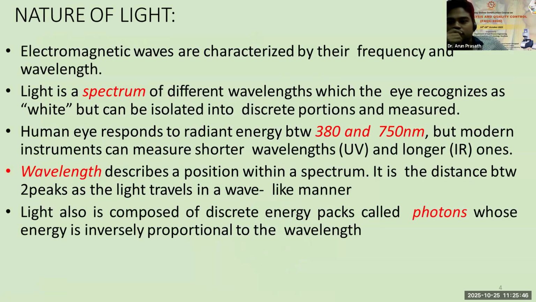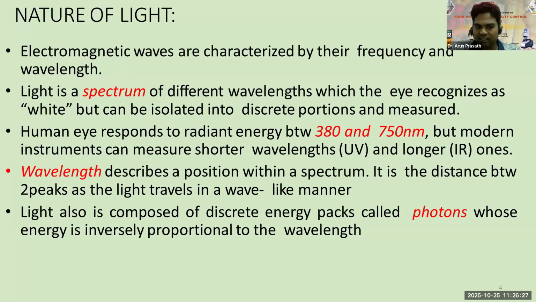To understand spectroscopy, we need to understand the nature of light. Electromagnetic waves are characterized by frequency and wavelength. Light is a spectrum of different wavelengths, which our human eye recognizes as white, but it can be isolated into discrete portions and measured. So the white light which is visible to our eyes can be isolated into discrete portions, and it can be measured using a device.